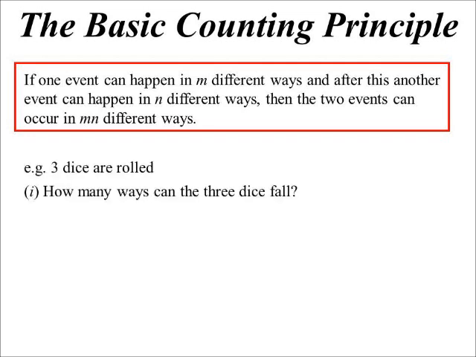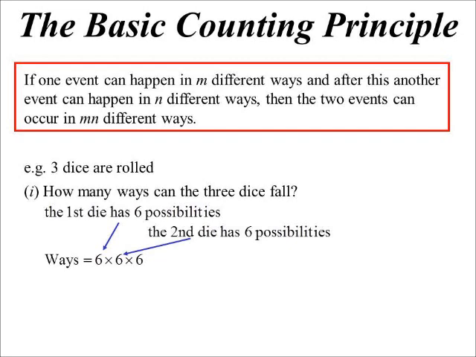So three dice are rolled. How many ways could those three dice fall? You'd say, well, hang on. The first dice, roll it, there's six different things that could happen. The second dice, six different things that could happen. The third one, six different things that could happen. So all up, there's 216 things that could happen. I don't want to draw that sample space up. 216 events, it's just going to take too long.